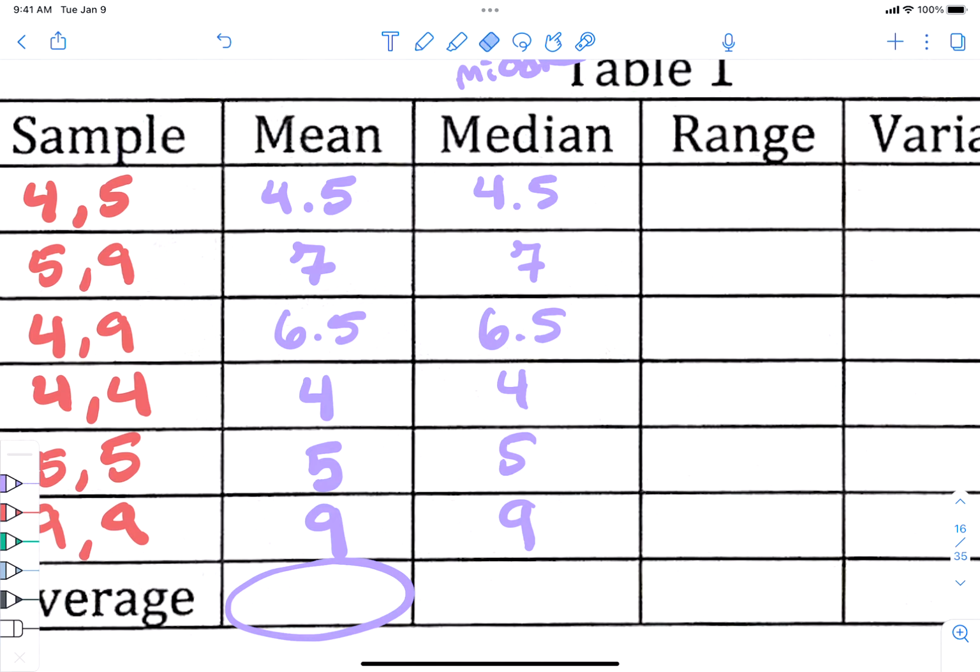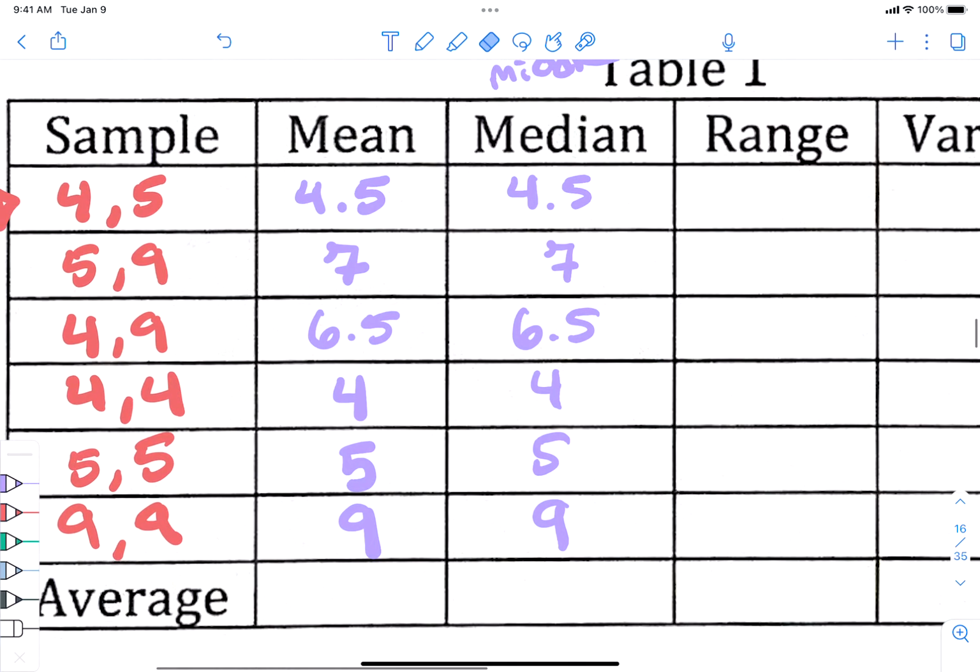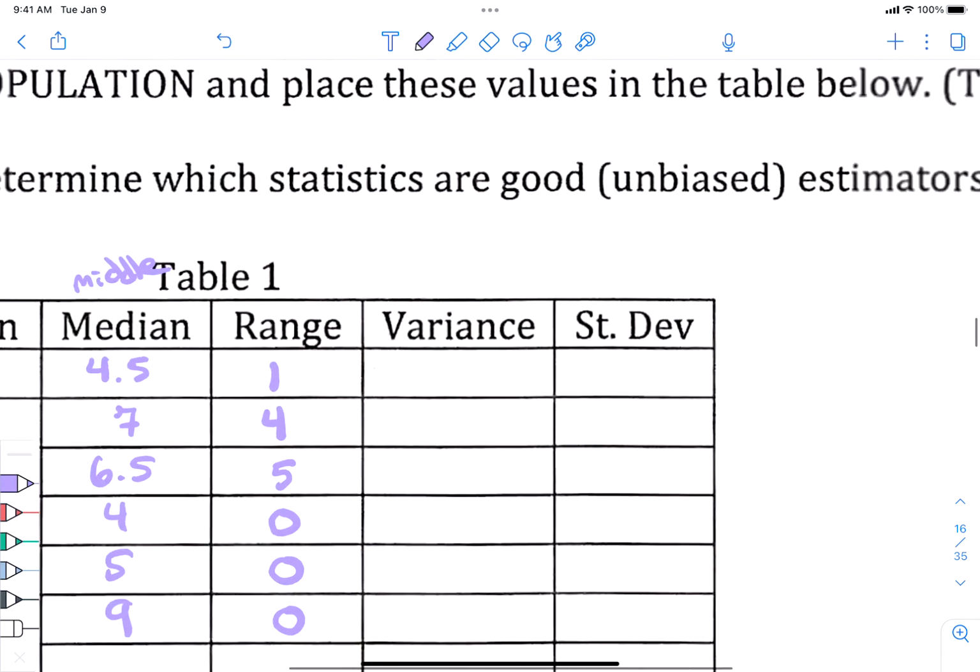Okay, then range. What's the range of 4 and 5? 1, right? It's like the distance between them. 5 and 9 is 4. 4 and 9 is 5. 4 and 4, 0, 5 and 5, 0, 9 and 9, 0. Any questions so far? We're doing okay? Okay, now we have to find the variance, okay?